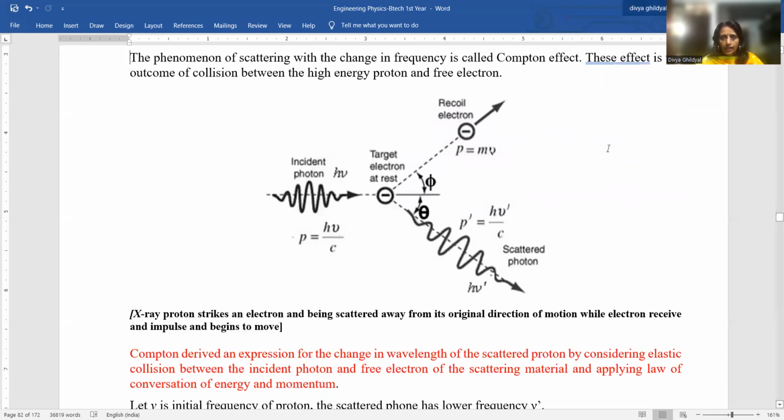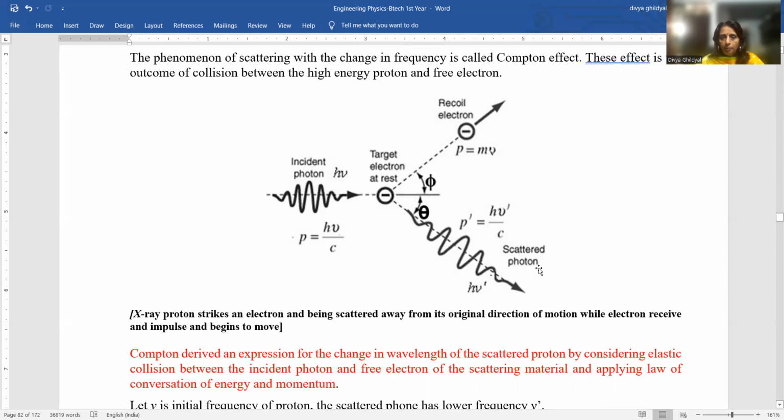Let us have a look at the diagram. From the diagram, you see the incident photon carrying energy h mu, or momentum p equal to h mu by c, strikes the target electron, which is at rest. It gets scattered at angle phi and theta. Here are the scattered photons.